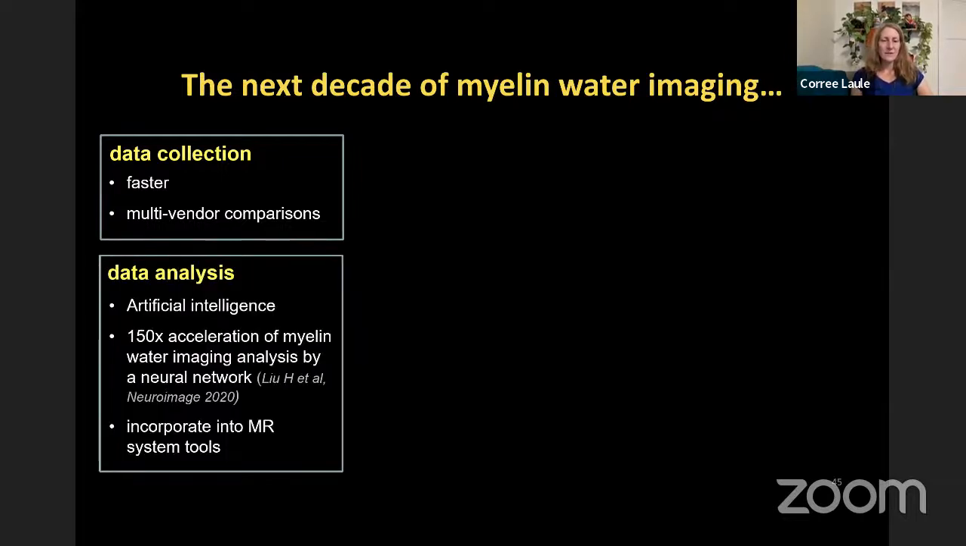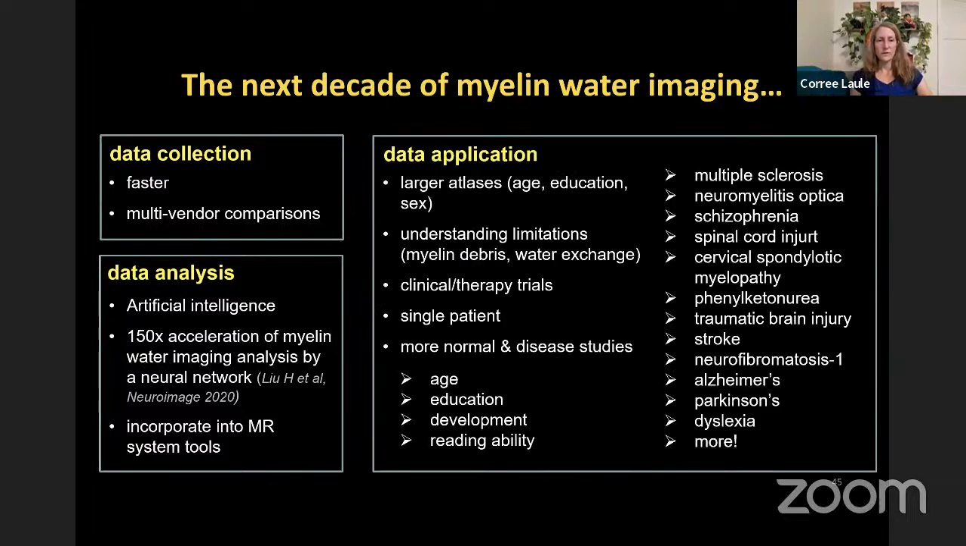Data analysis is also getting faster. Back in the 90s, it would take 2 days to do a single slice of data analysis, and that's if it didn't crash, which it almost always did. But now you can do analysis in minutes or less than a minute, and people are using different machine learning methods to try and speed that up as well. But ultimately, we need to have this technique and its analysis methods incorporated into the MR system tools so that people can just press a button and out pops your myelin water map, like you can do with spectroscopy or diffusion with some of the vendors.